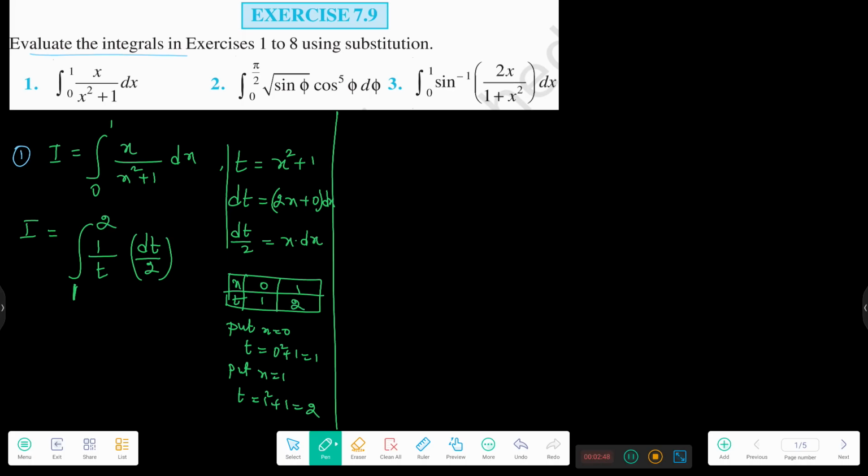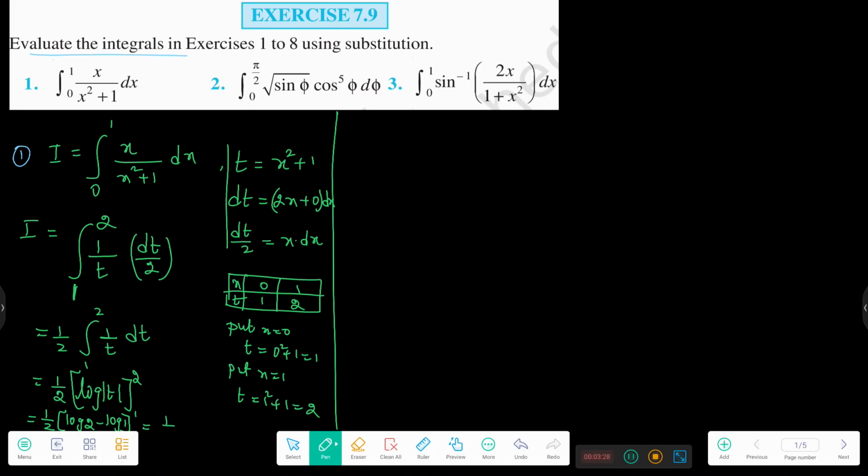When you take the 2 outside, what am I getting? 1 by 2 into integral 1 to 2, 1 by t dt. What is the integral of 1 by t? Log t. Directly you can apply the formula: log mod t, limits 1 to 2. Now apply the limits, upper limit minus lower limit. 1 by 2 let it be. First the upper limit: log 2 minus log 1.